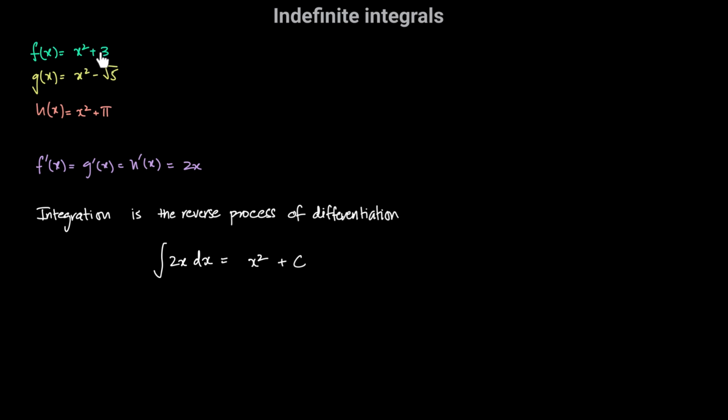Now we don't know if the constant would be 3 or negative square root of 5 or plus pi or any other constant here. So there is some constant that we would get, and that constant can only be determined if we were given additional information about the original function. So that's what we mean by the constant of integration. If we take the derivative for any function of this form, the derivative will be equal to 2x, since the derivative of x squared would be 2x, and the derivative of the constant term would simply be 0. So this type of an integral is known as an indefinite integral.